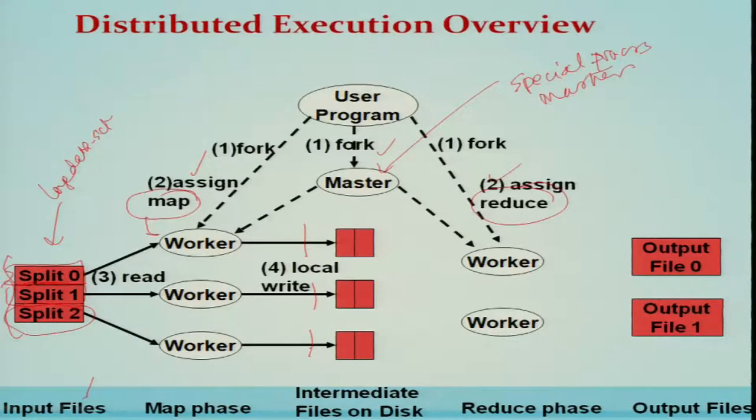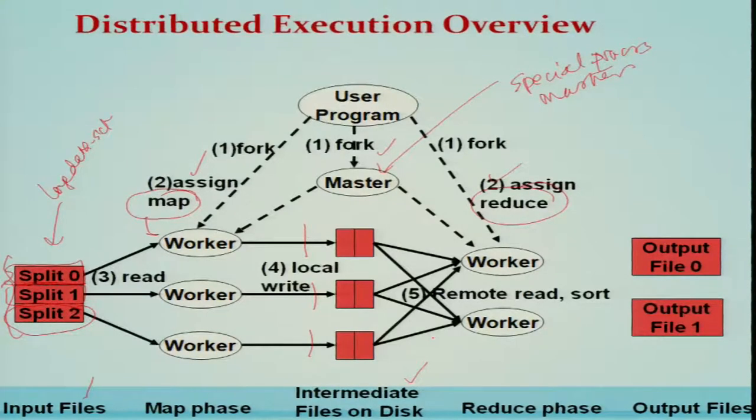As far as these intermediate key value pairs are concerned, the values which are read from the local buffer are grouped together on the same key. So, for a particular key, all the values which are grouped are now given to the worker which will be running the reduce function. So the reducer, which is running on a worker, will remote read.